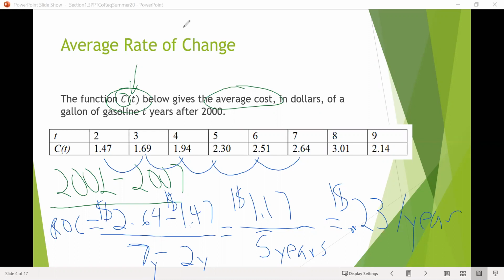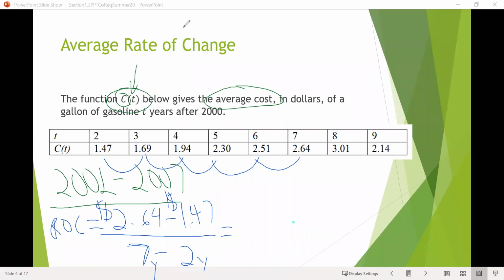What we could do, and we're not going to do right now, but normally in class, is look at the rate of change over a different interval. We did 2002 to 2007. We could also look at, say, 2003 to 2008 or 2004 to 2009 and compare those rates of change. What we would find is that they're actually different over different intervals. So that's something to keep in mind. Often, functions will have different average rates of change over different intervals.